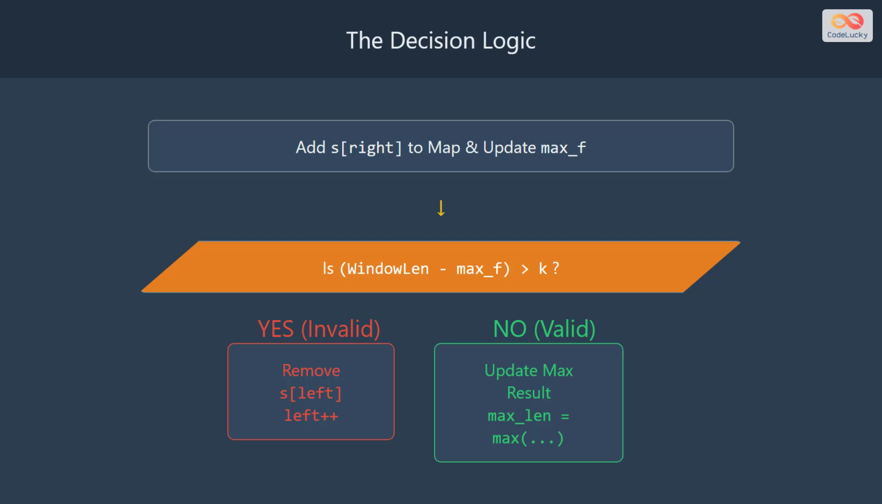Here is the logic flow. As we add a new character from the right, we update our count map and the max frequency. Then we check the condition. Is the window length minus the max frequency greater than k? If yes, it means we need too many replacements. So, we remove the character at the left pointer from our counts and move the left pointer forward. If no, the window is valid, and we record the maximum length found so far.